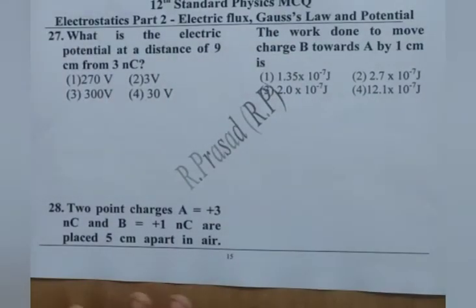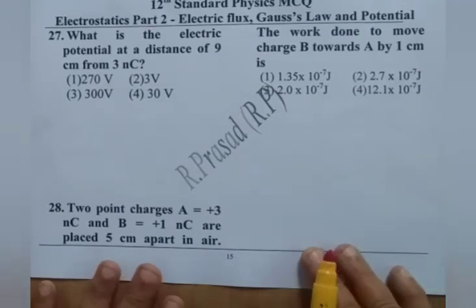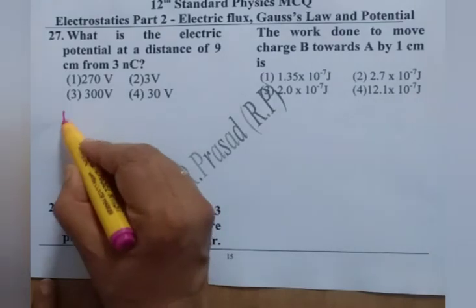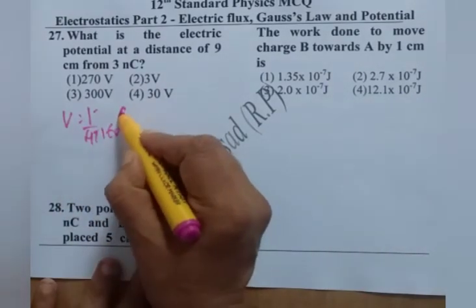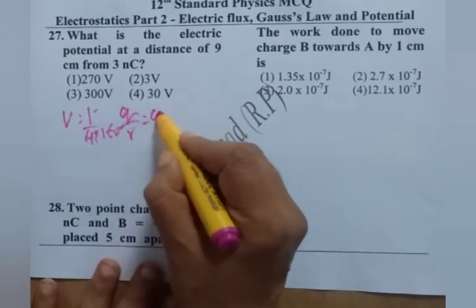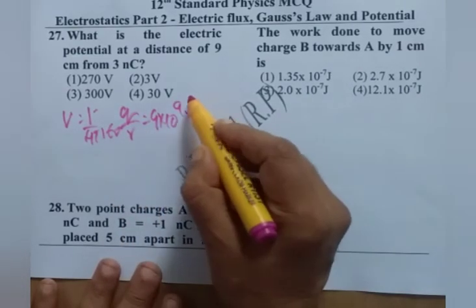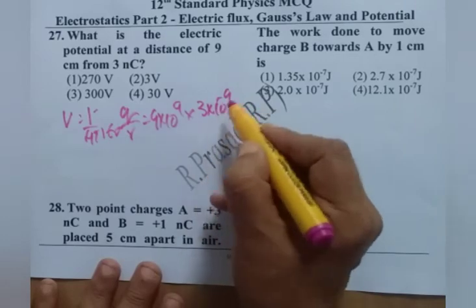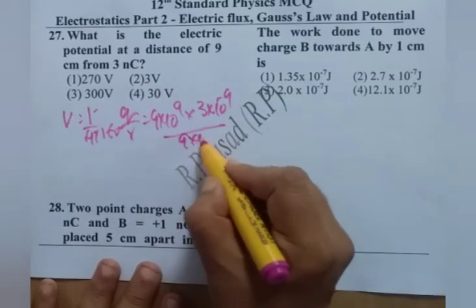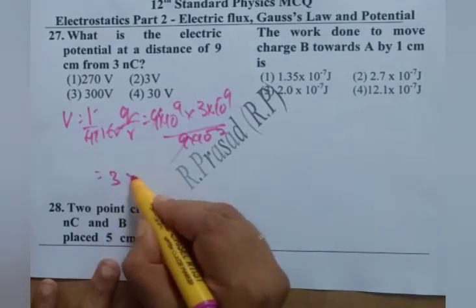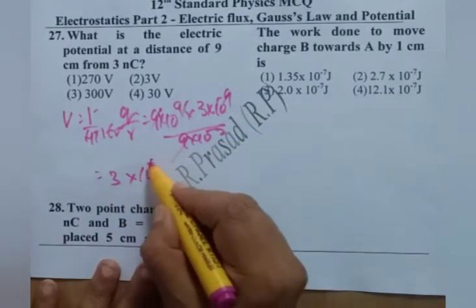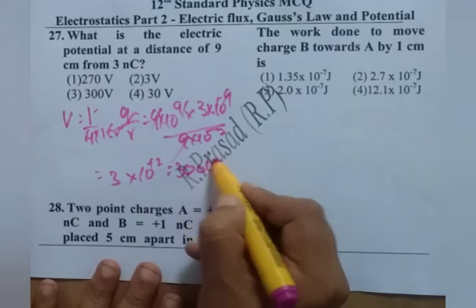Say we read the 27th question there. What is the electric potential at a distance 9 centimeter from 3 nanocoulomb? V equals 1 by 4 pi epsilon naught, Q by r, 9 into 10 raised to 9. Q is 3 nanocoulomb, 10 raised to minus 9. Distance is 9 into 10 raised to minus 2. Cancel these things, 3 into 10 raised to plus 2. So 300 volt is the answer.